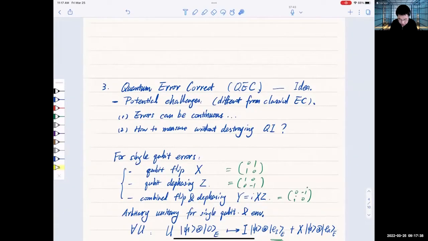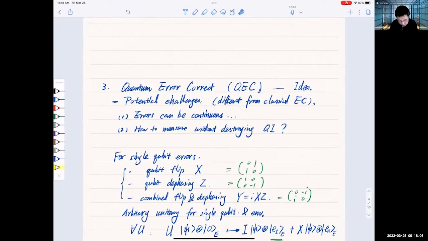You can also combine the bit flip and dephasing together by multiplying the Pauli matrices, and to make it Hermitian, add an extra i, so that corresponds to the Pauli Y matrix. So these are the 3 Hermitian matrices, together with the identity, that can span all the Hermitian matrices you can write down. In principle you can span any Hamiltonian evolution using these Pauli matrices.